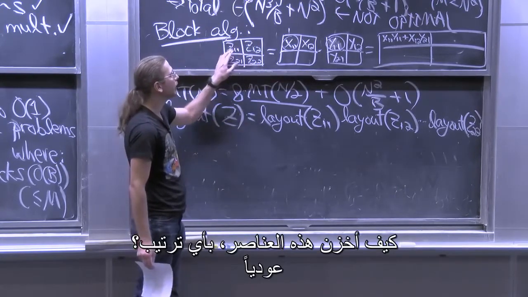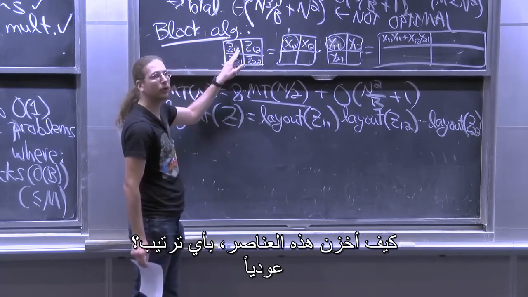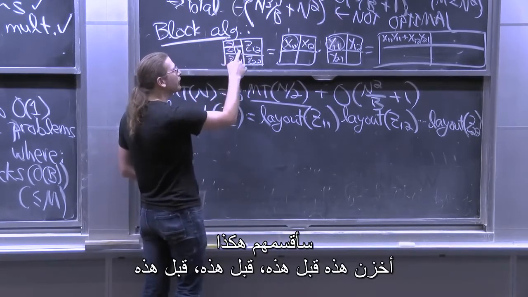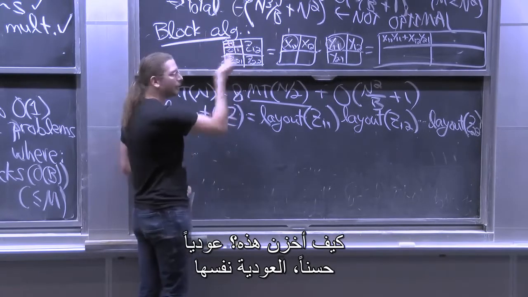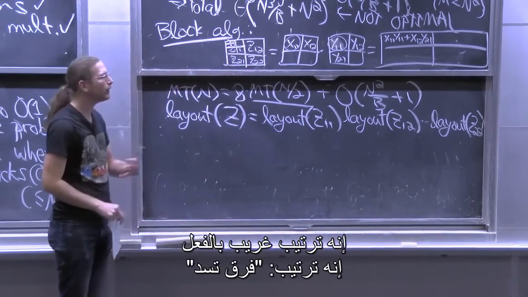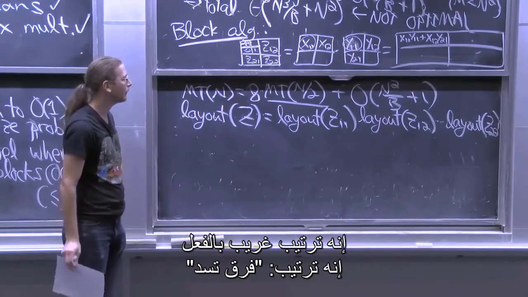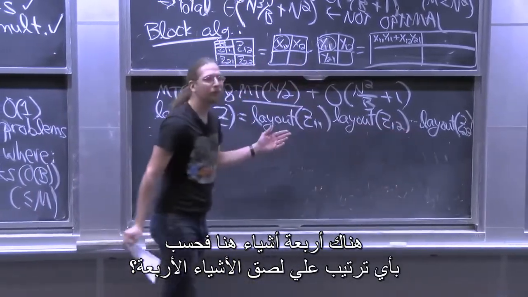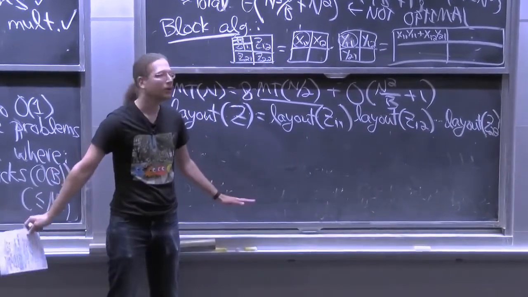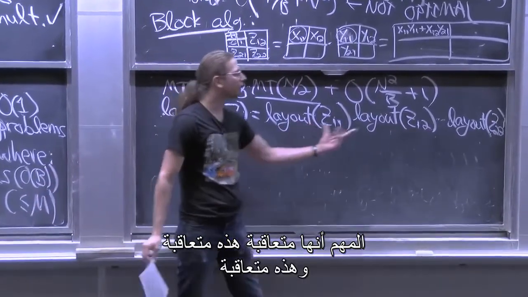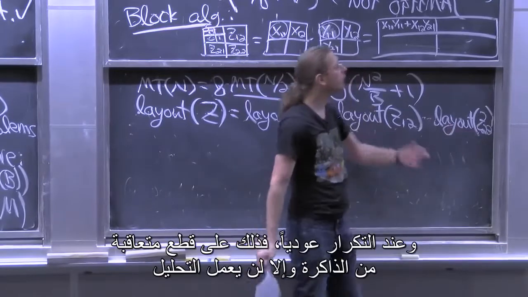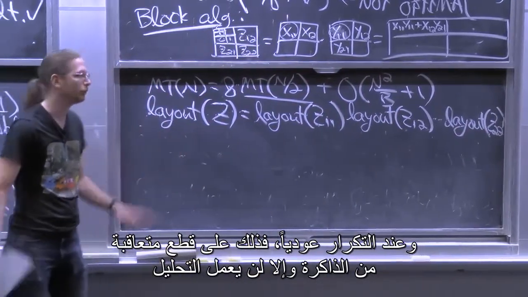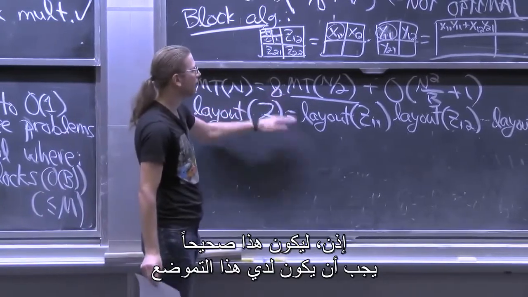How do I store these items, in what order? Recursively. So I'm going to divide them like this, store these before these, before these, before these. How do I store these? Recursively. It's the same recursion. So it's a really weird order. It's a divide and conquer order. There's only 4 things here. In what order should I combine the 4 things? Doesn't matter. All that matters is that this is consecutive, and this is consecutive, so that when I recurse, I'm recursing on consecutive chunks of memory. Otherwise, the analysis just won't work. So for this to be right, you've got to have this layout.